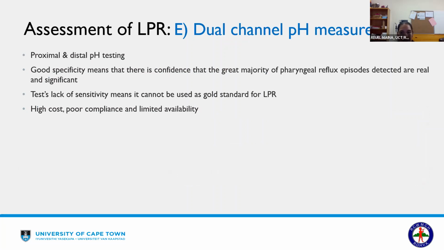Another way is dual channel pH measurement, where you test pH values in the proximal and distal esophagus. It has very good specificity, which means that there's a confidence that the great majority of pharyngeal reflux episodes detected are real and significant. So you can confirm with these patients, although the test does lack sensitivity, which means it cannot be used as a gold standard for LPR.